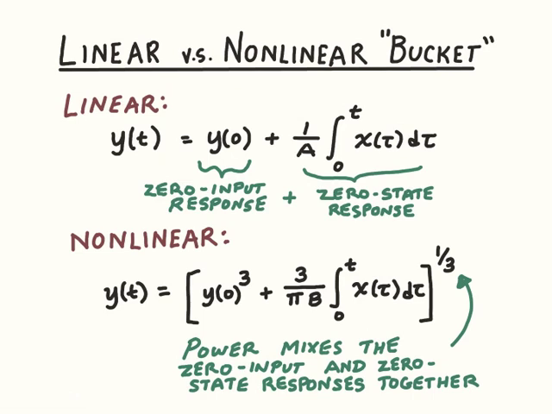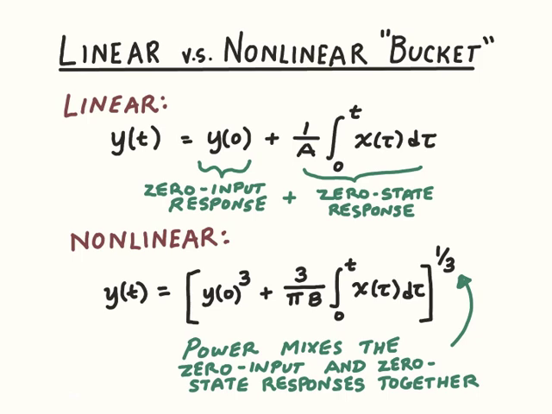Let me now contrast this relationship to that we found for the linear bucket. For the linear bucket, the height, y of t, was equal to the initial height, y at time 0, plus 1 over a times the integral. The total response, y of t, was equal to the 0 input response plus the 0 state response. And you could see that those two responses are added together. That's the hallmark of superposition.